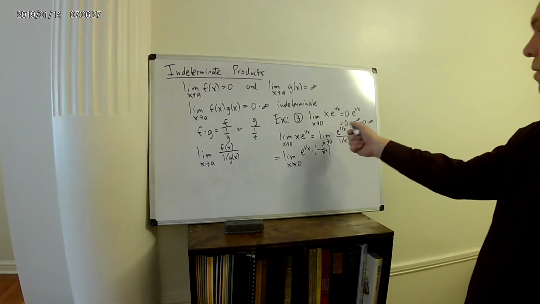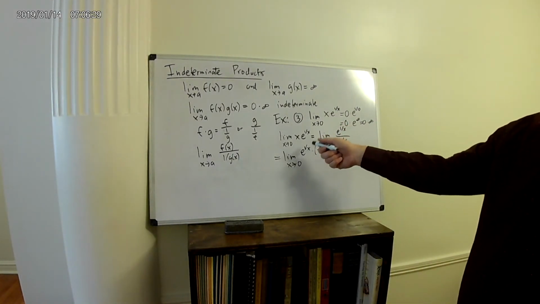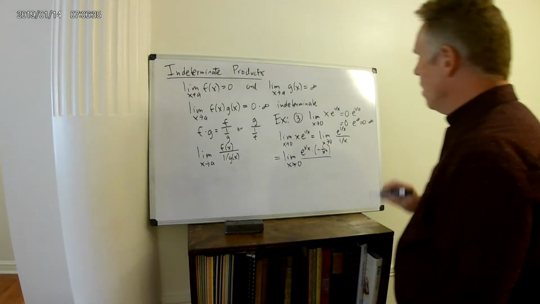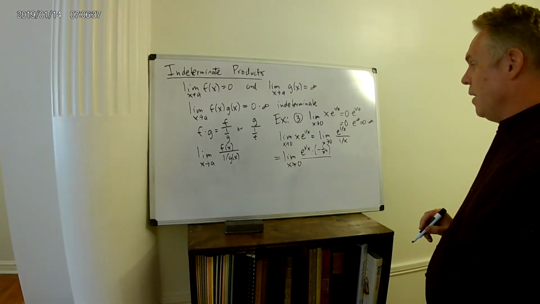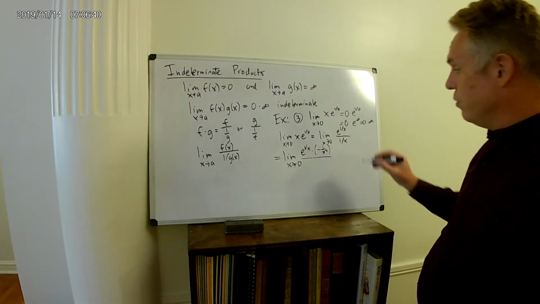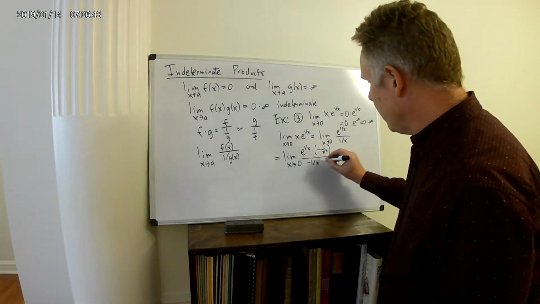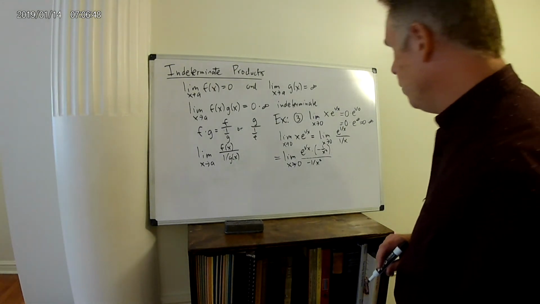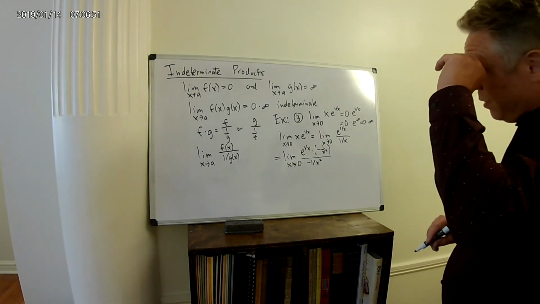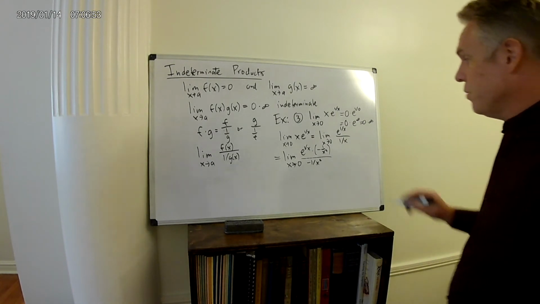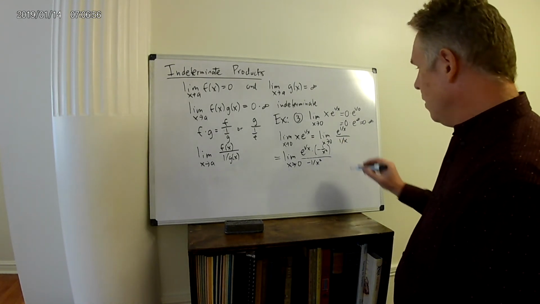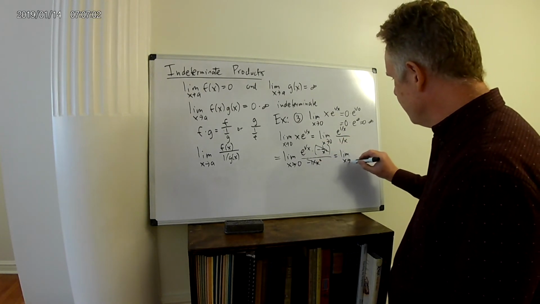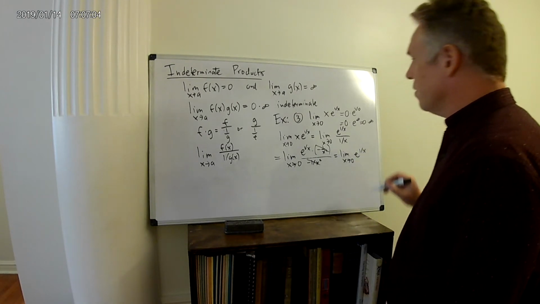So the derivative of e to the 1 over x is e to the 1 over x times the derivative of what's in the exponent by the chain rule, which is minus 1 over x squared. Downstairs, we take the derivative of 1 over x and get minus 1 over x squared. Then we can obviously cancel these things out. These two cancel, this goes away and that goes away. So this gives me the limit as x approaches 0 of e to the 1 over x.